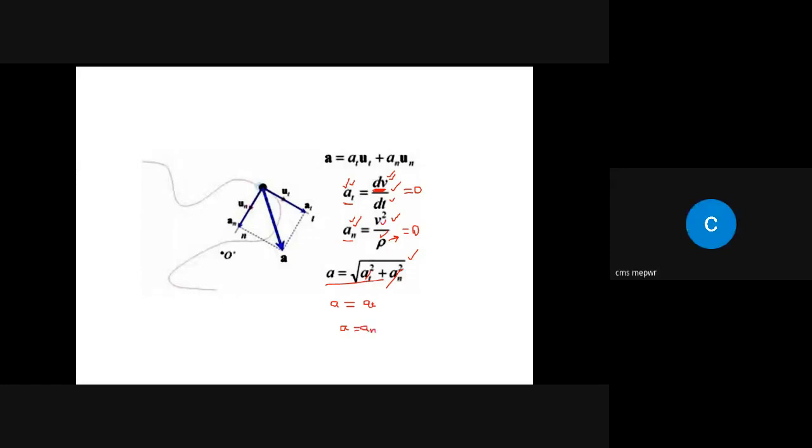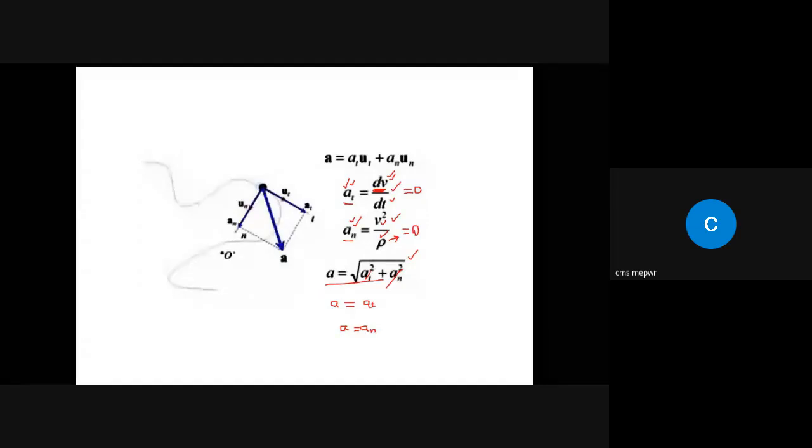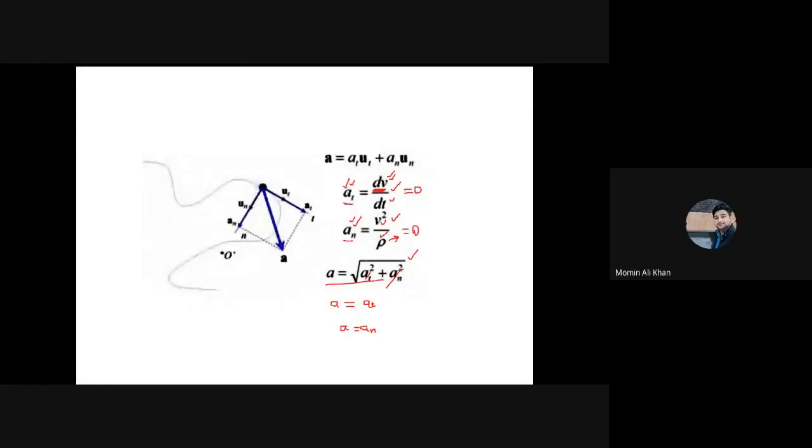We can conclude that the t component is basically caused by the change in magnitude of velocity, and the n component is basically caused by the change in direction. Right? Okay, so now let's look at the second paragraph.